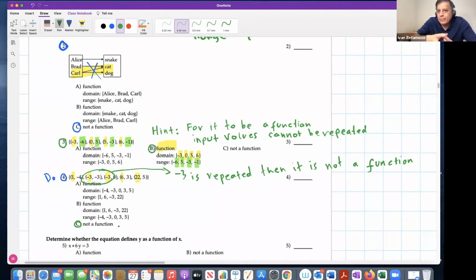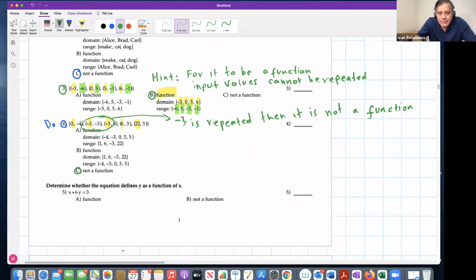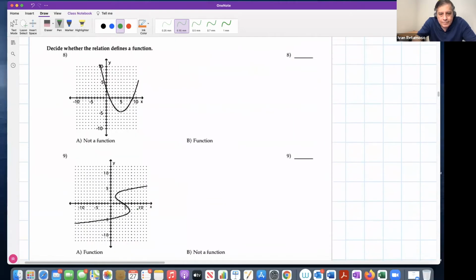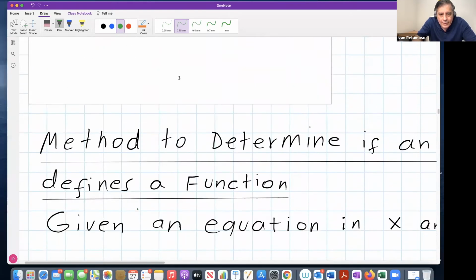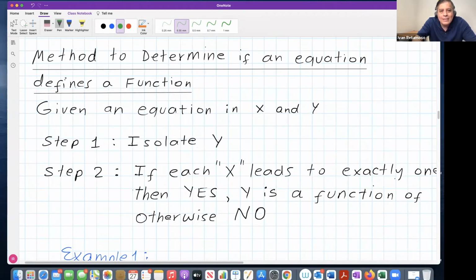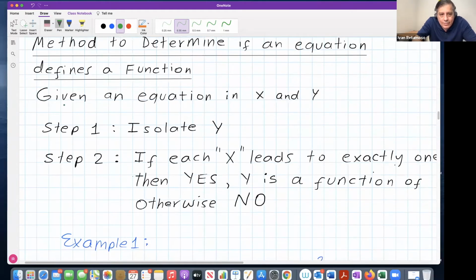Very good, guys. So now let's talk about these forms. Let's talk about what to do when they give you some equation and they ask you, is y a function of x? We're going to give you a good strategy to deal with this type of question. But let's go back to a lecture and check this out: the method to determine if an equation defines a function or not.